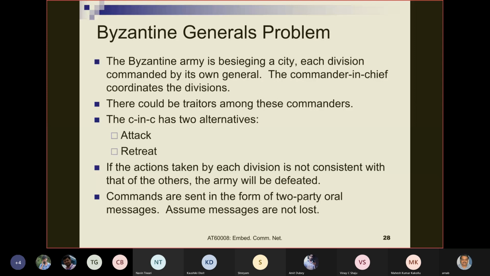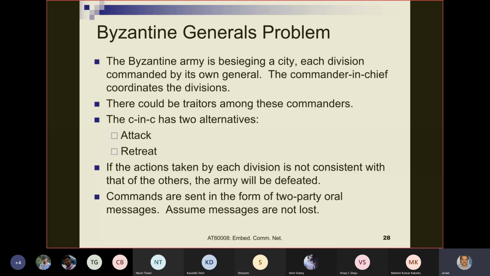So again, if I tell you the problem, you have some army called the Byzantine army. That army is trying to besiege a city, trying to take it over. The army has several divisions, each division headed by a lieutenant, and the overall army is commanded by a commander-in-chief. This commander-in-chief is our sensor. And each of these division heads are our R1, R2 that we mentioned. These lieutenants are R1, R2, etc.